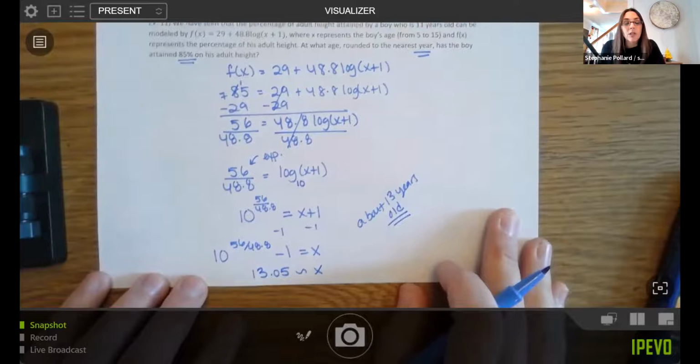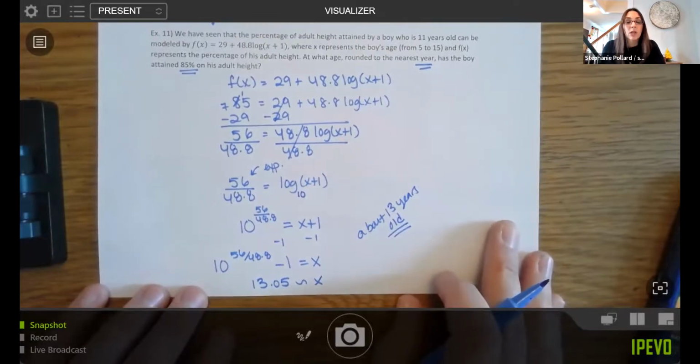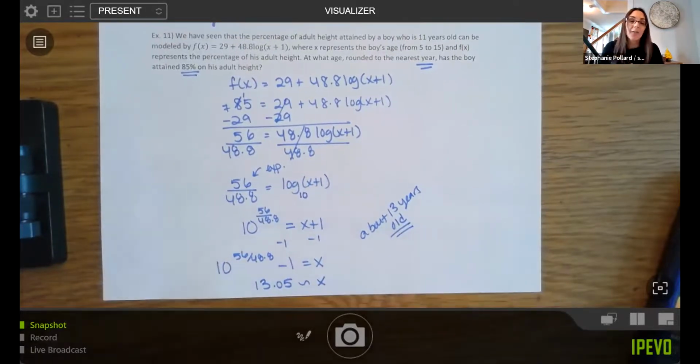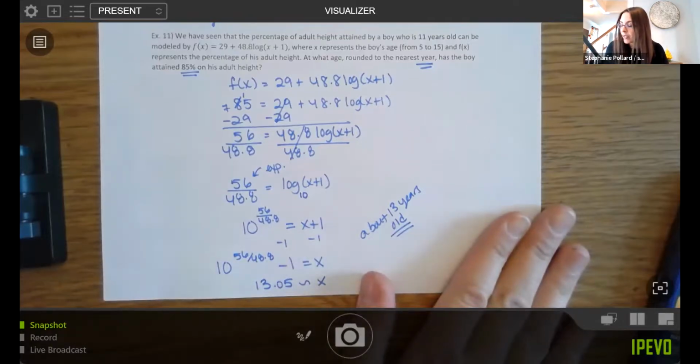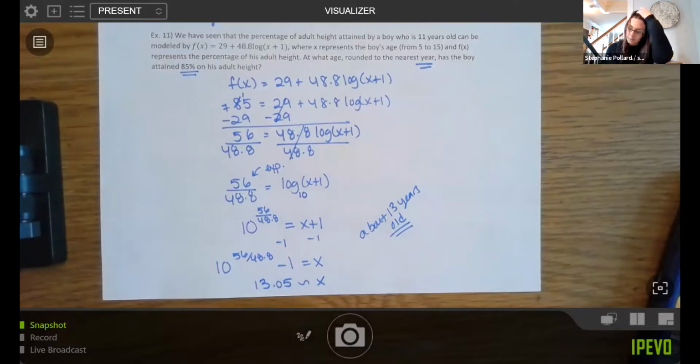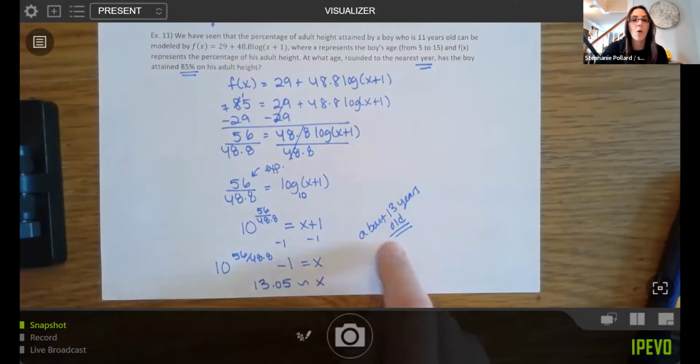So on average, most 13-year-old boys will have attained about 85% of their height at this point. Once they hit 13, you still have some more growing to go, but only 15% more on average. So it's just an interesting formula of how to predict growth spurts as well. And of course, everybody's a little bit different, right? We're talking about the overall model that we see from the population. People can still vary individually, of course, but it's just an interesting model.